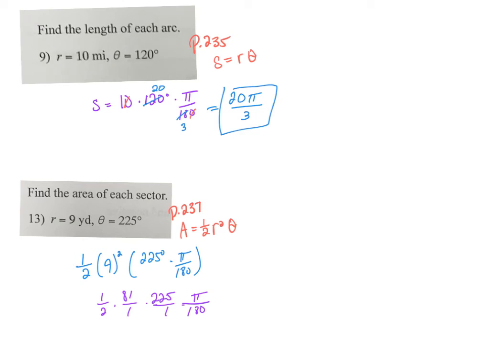I think this one ends up being kind of big. So 9 goes into both of these. 5 goes into both of these.